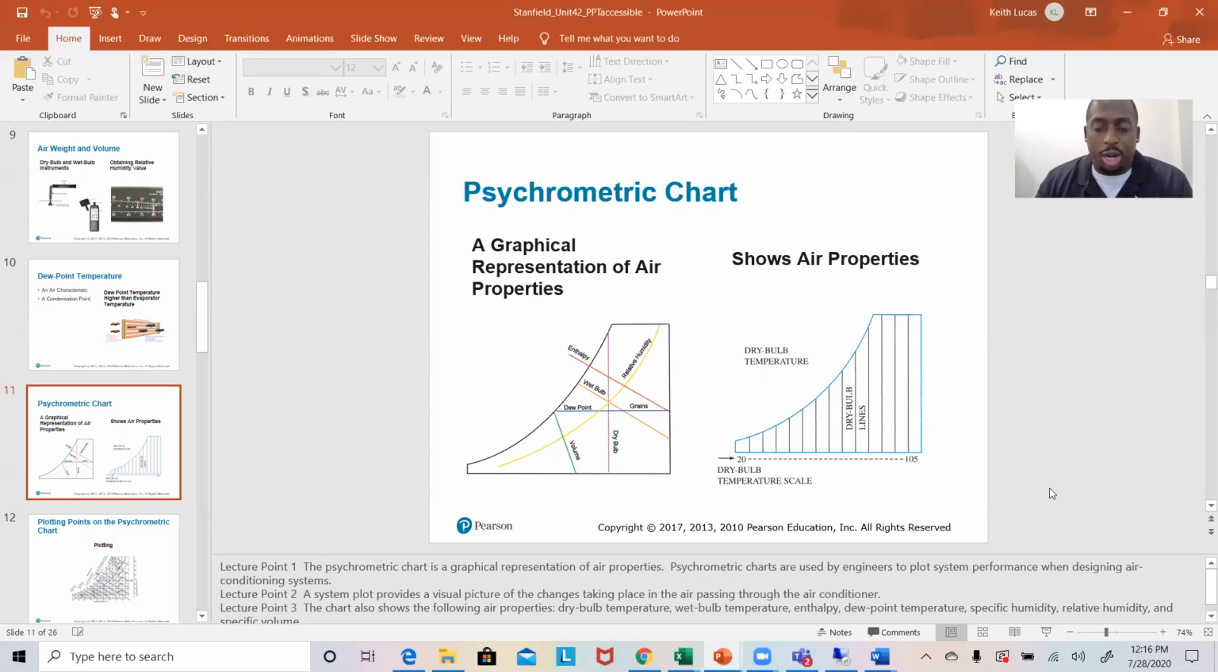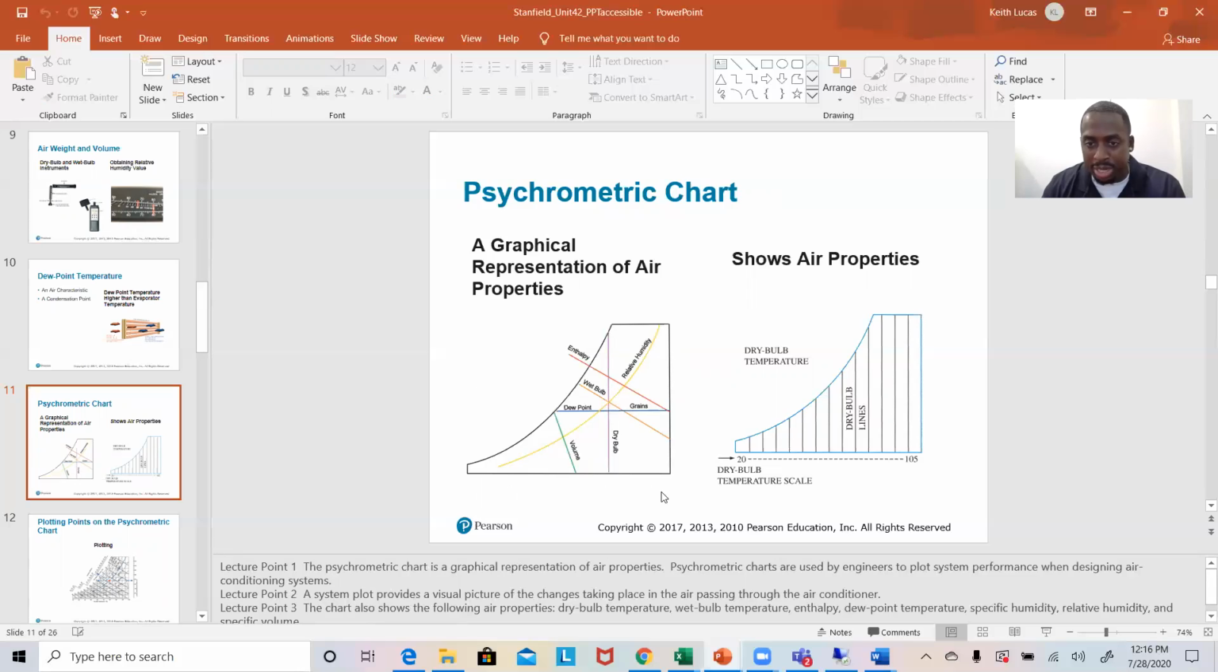So, the psychrometric chart. This thing looks crazy, but it's not all that crazy. These are two examples of it, but the completed chart has all these lines everywhere. It's got vertical lines, horizontal, curved, slanted. It looks crazy, but it's just a chart like any other chart, as long as you look at what each area is telling you.